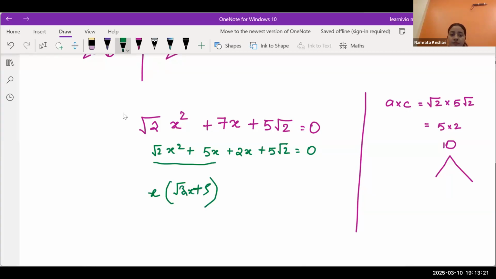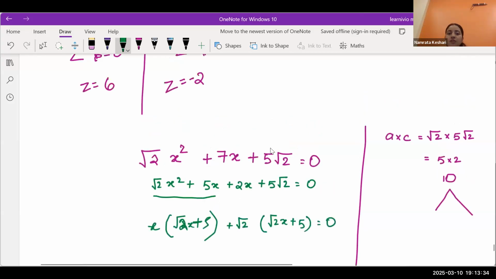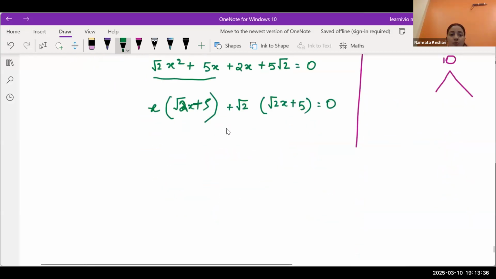Root 2, right? Yes, ma'am. And we will be left with root 2x over here and plus 5 over here. And we are done with the factorization. Root 2x plus 5 and x plus root 2. So we are still getting two solutions.